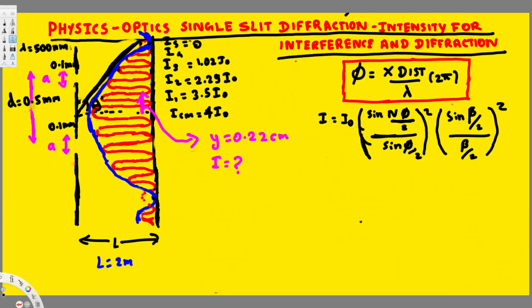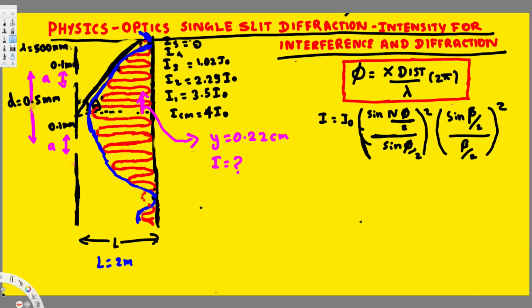This is phi is equal to x distance over lambda times 2 pi. So for diffraction and interference it is going to be a little bit different. We are going to see that. Here let's see what things we need in order to calculate this one. N is the number of slits. Here we have 2 slits, so we already know that. We have to calculate the phase angle of this interference pattern and also the phase angle of this diffraction pattern.